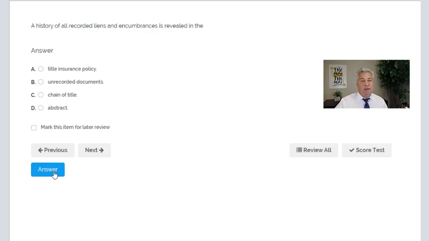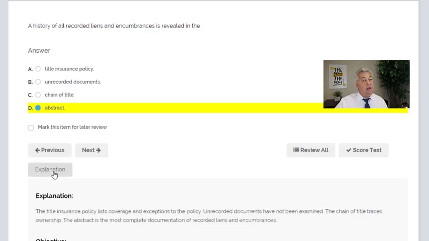And the answer is D, the abstract. The title insurance policy lists coverage and exceptions to the policy. Unrecorded documents have not been examined. The chain of title traces ownership. The abstract is the most complete documentation of recorded liens and encumbrances.